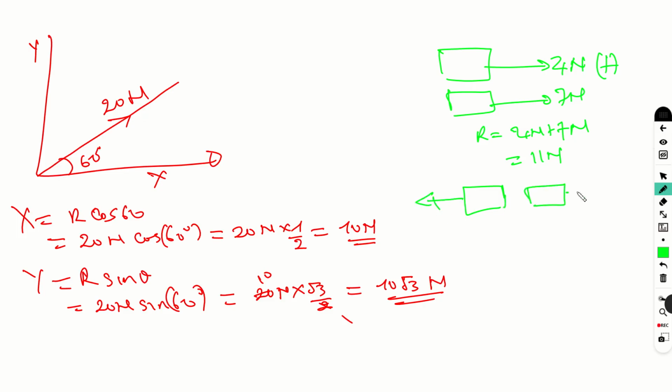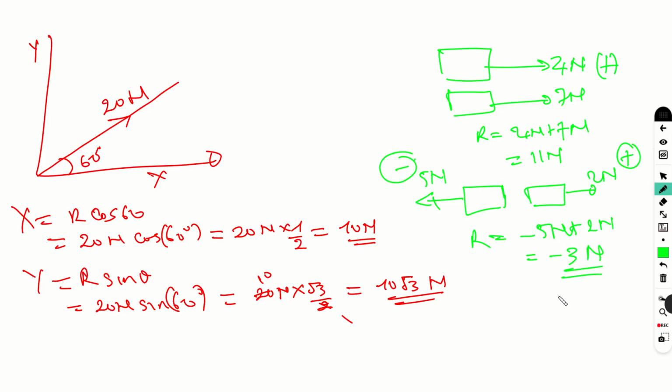If they are moving in opposite directions, like this one is moving this way and this one is moving that way, we have 2 newtons and 5 newtons. So our rule now will be, this one is positive and this one will be negative. So I have minus 5 newtons plus 2 newtons, and I'll have my answer to be minus 3 newtons.